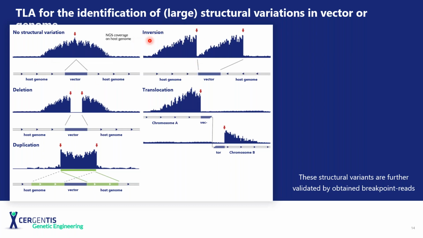For example, when we have an inversion, instead of having a complete bell-shaped curve, you have two halves of the curve, looking like this. When you have a deletion, you will have a very clear gap where the sequence is missing. And the same with translocations. You will see one side of the peak in one chromosome and the other side of the peak in another one, and so on. And the presence of this structural variation can also be confirmed based on vector-vector breakpoint reads. So overall, we will give you very detailed information on whether any structural variants are present in your cell line.